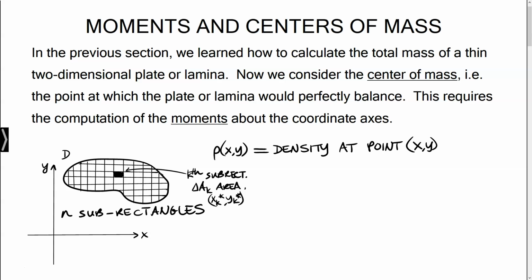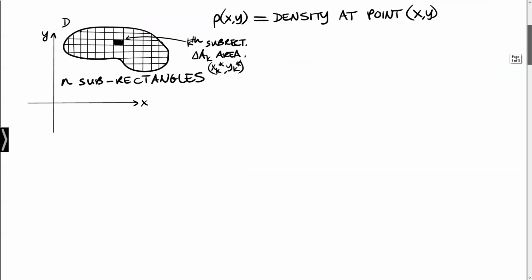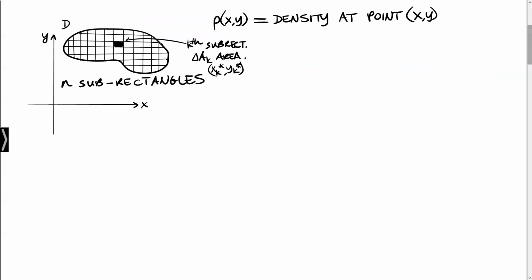And then we take the limit as the number of rectangles goes to infinity and the area of the subrectangles goes to 0, and we get a double integral. And that double integral is going to define the moment about one of the axes. And those moments are what are going to allow us to define the center of mass. So let's start with the moment about the x-axis.